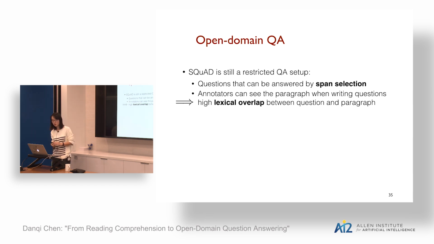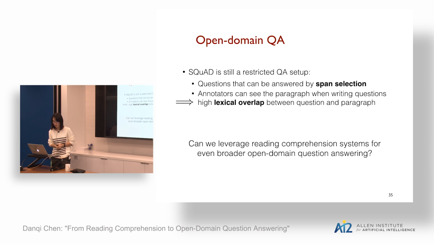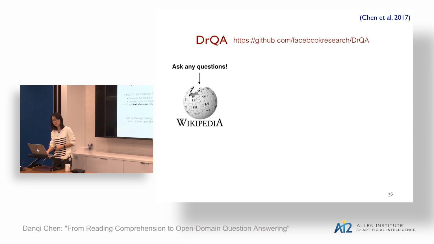The second reason is that when Turkers write the questions for this paragraph, they can't see this paragraph. That causes a high lexical overlap between the question and the paragraph. This also explains why the alignment between the question and the paragraph is so important for solving the Stanford Question Answering Dataset, and why the reading comprehension system can perform so well on this task. So we are wondering, can we leverage this system for even broader open domain question answering?